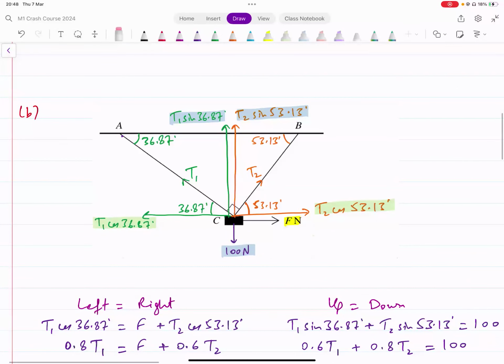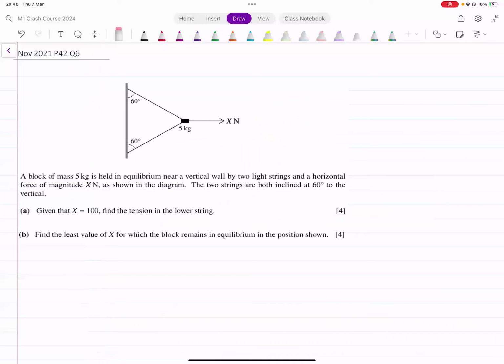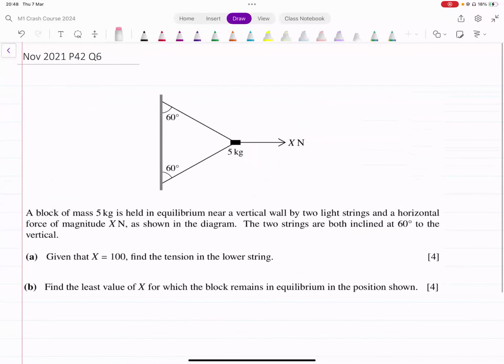So that's one question that I wanted to do. Now let's have a look at the other one quickly. That's very similar. Take a minute to read the question statement, then we'll do it.